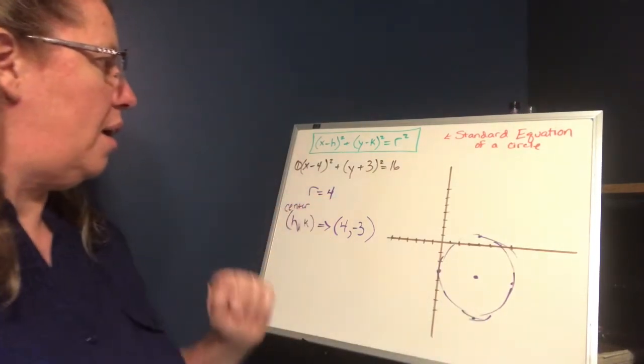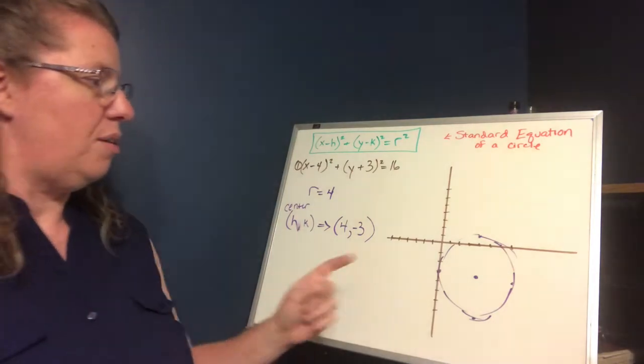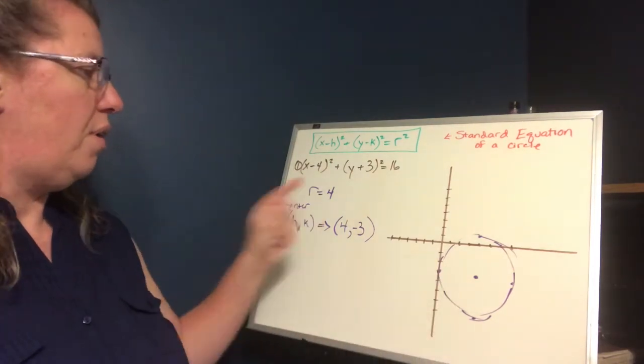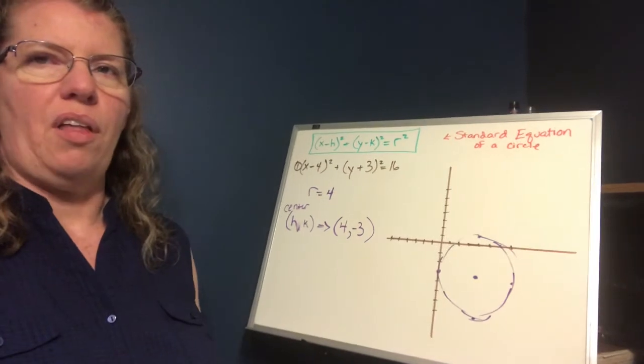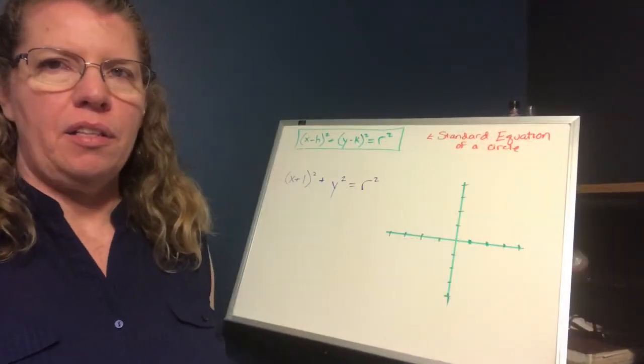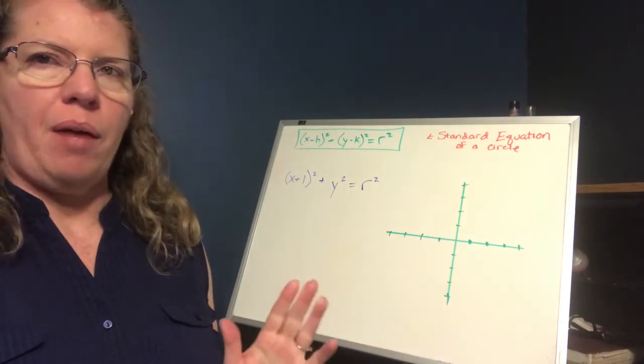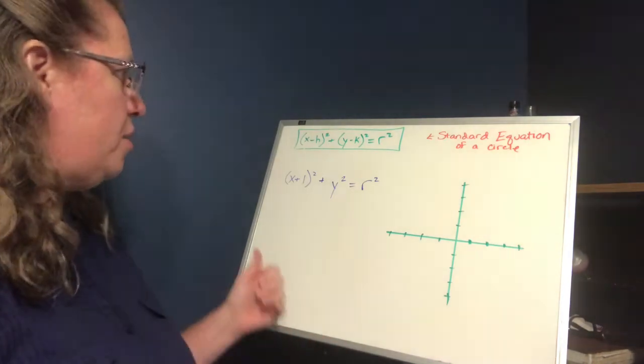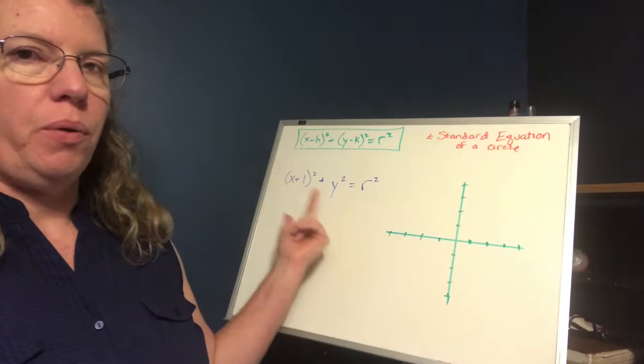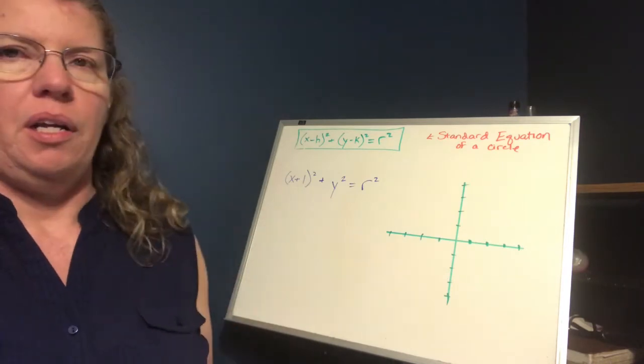Okay, do your best. And there's my circle with center (4, -3), radius 4. Let's look at another one. All right, let's take a look at this example. This one, if you look at it, you'll say, wait a minute, it's a little bit of a hybrid of the two different equations. We have (x + 1)^2 + y^2 = r^2.